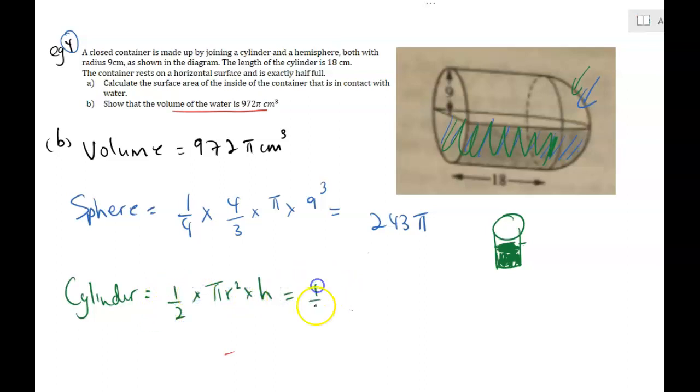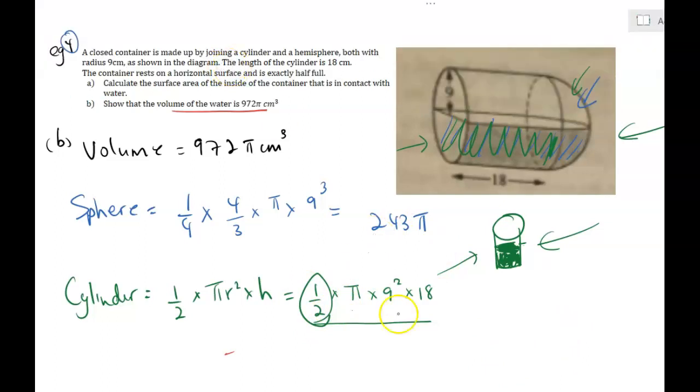So what will that be? A half by, I'll leave the pi, by r squared, which is 9 squared, by height, which is 18. Now notice, I am acting as if the cylinder was upright like this, right? Because it doesn't matter how you place the cylinder. If it's lying down horizontally like this or vertically like this, half full means the same, right? So this is my half and this is the entire volume of the cylinder.